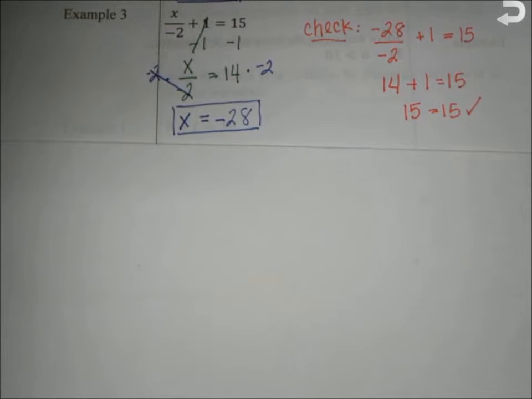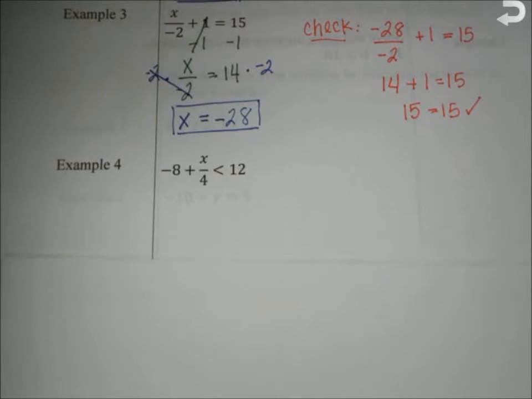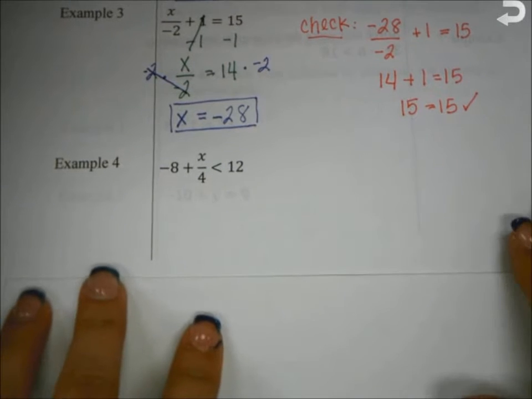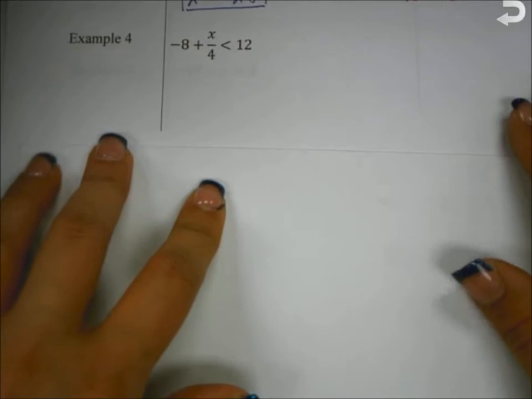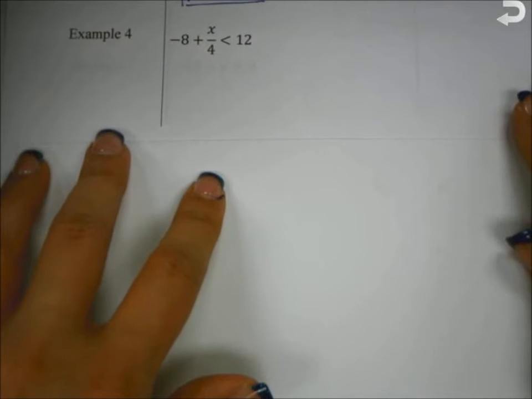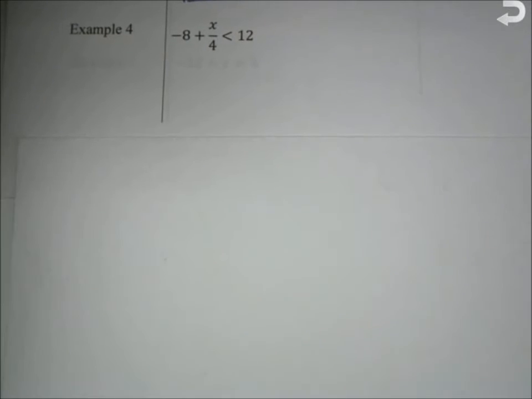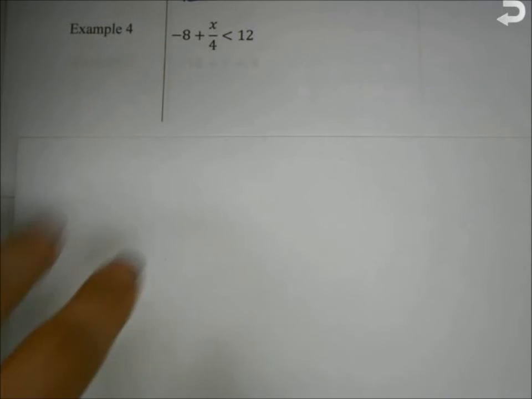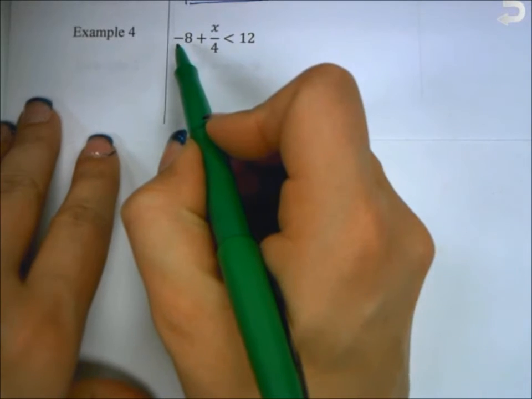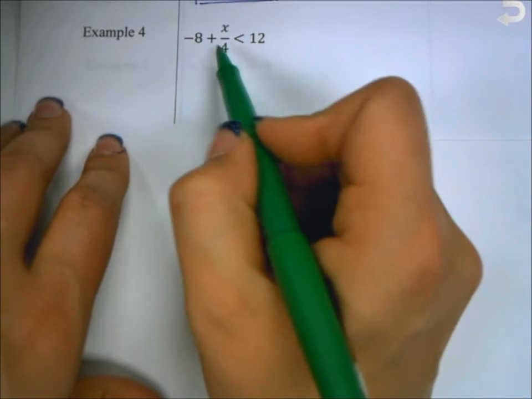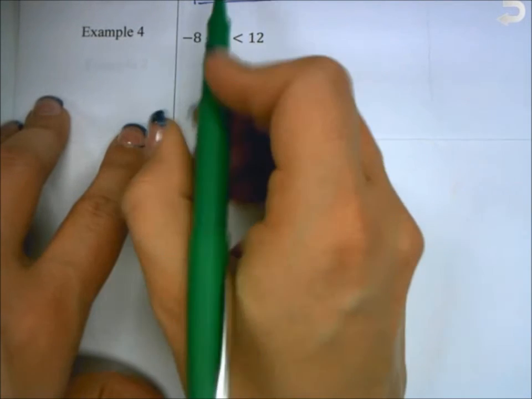So example 4, we have something that looks a little bit different, but really we're just going to do the exact same thing. Okay? So who can tell me what I need to do first? Nikki, what am I going to do first? Add 8 to both sides. Exactly. I have a -8 here. It doesn't matter that it comes before the variable, but because it's a -8, I need to do the opposite and add 8 to both sides.